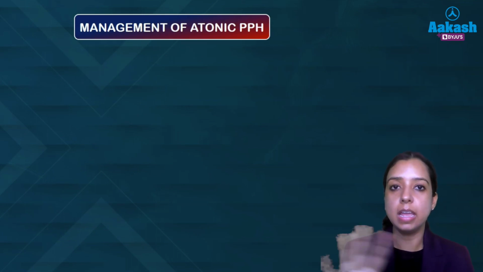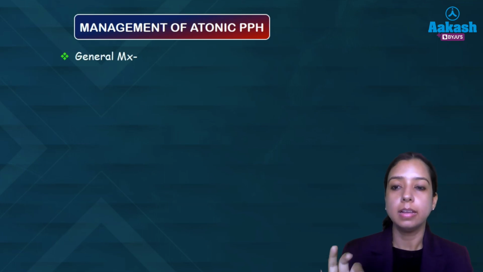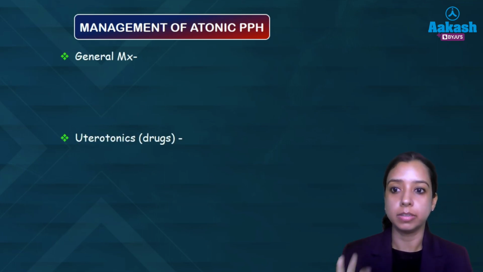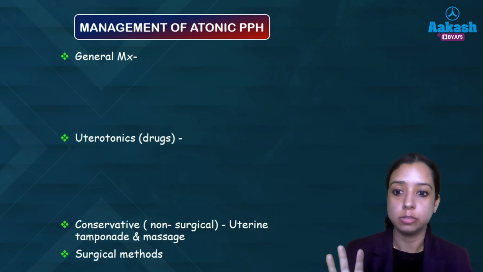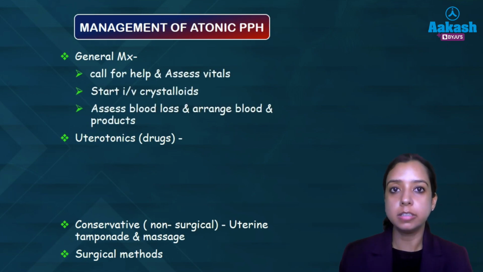Management of any emergency that has happened starts with general management first. Management of PPH is also divided into general management, followed by medical management, and then the surgical management. So general management, first step is call for help. Always, any catastrophe happens, cord prolapse happens, abruption happens, PPH happens, first step is call for help.